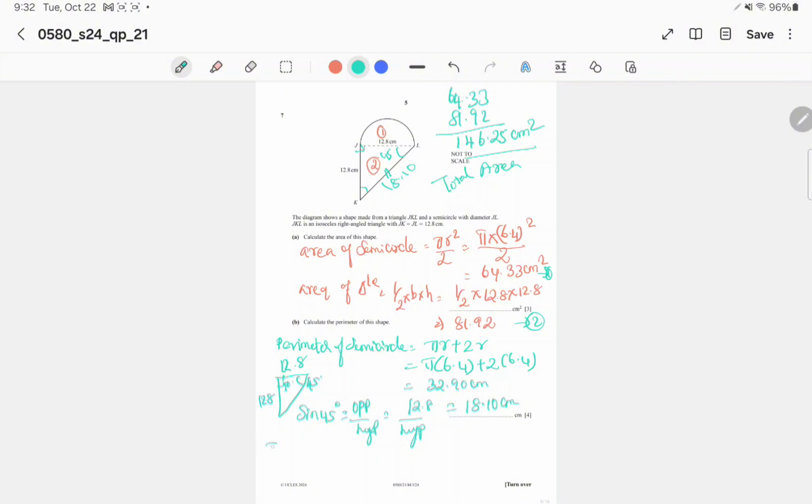Total perimeter is equal to, as we are walking around the shape, this 12.8 will be there. This side we have calculated the perimeter for the semicircle, it is 32.90, plus this side 18.10. We are coming back to the starting point. So your answer is around 51.12 approximately centimeters. So this is the total perimeter part.